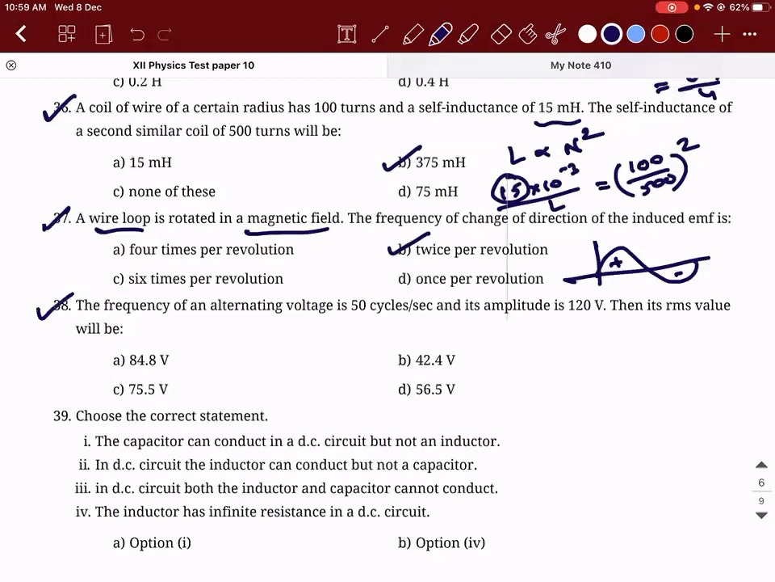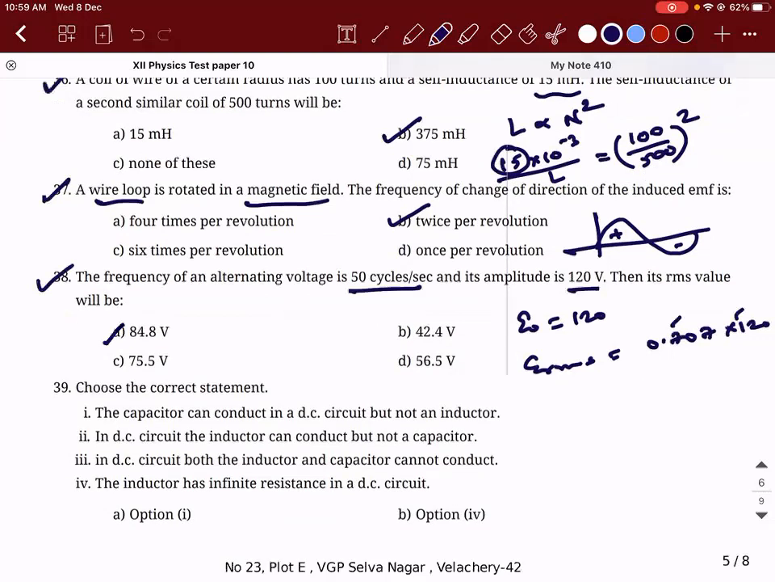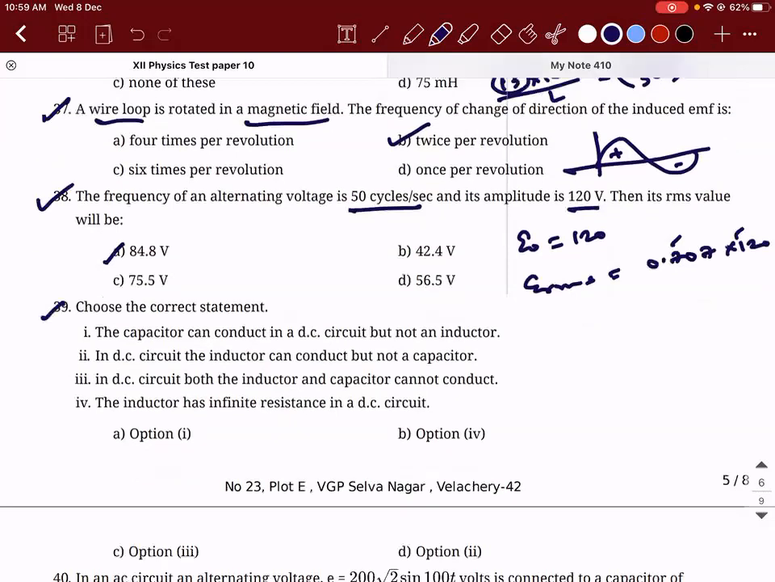38. The frequency of an alternating voltage is 50 cycles per second and the amplitude is 120 volt, then its RMS value will be. E naught is 120. E RMS is equal to 0.707 into 120. How much is the answer when you multiply? So 12 sevenths should be 84. This should be the answer. 84.4. Sorry, 84.8.